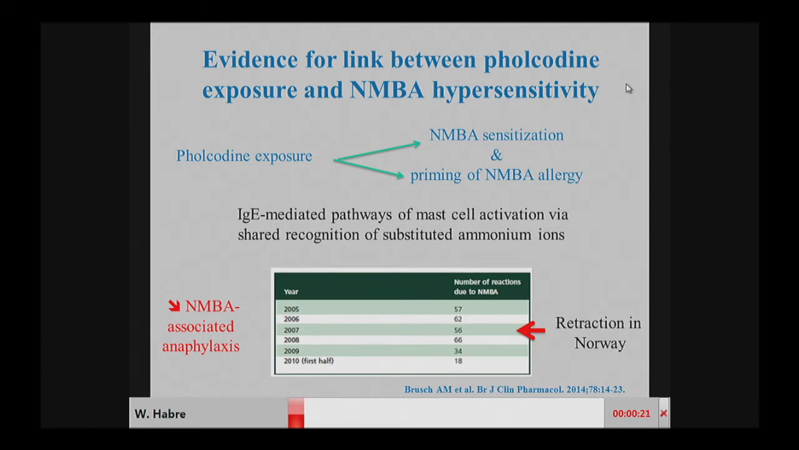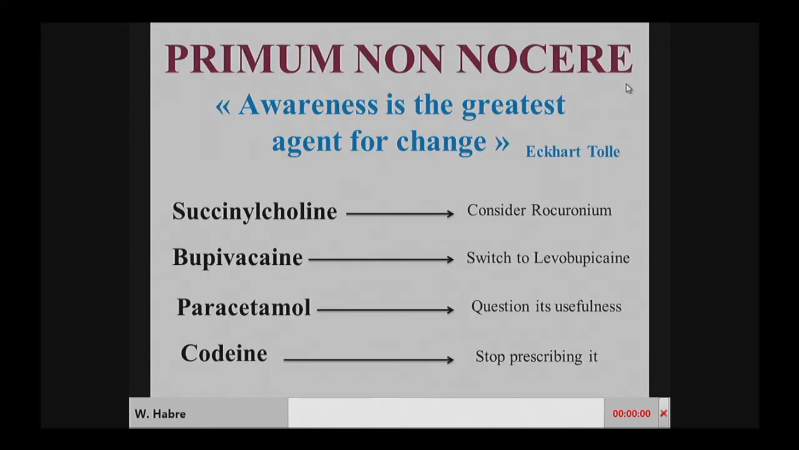In Norway, in 2007, they withdrew codeine completely, and there was a drop in the incidence of anaphylaxis due to myorelaxants. In fact, in Europe now, because we use less codeine, we have a small incidence of anaphylaxis. In the APRICOT study, among over 32,000 kids, we had only 3 anaphylaxis cases, and none under myorelaxant. So, to summarize: primum non nocere. Awareness is the greatest agent for change.